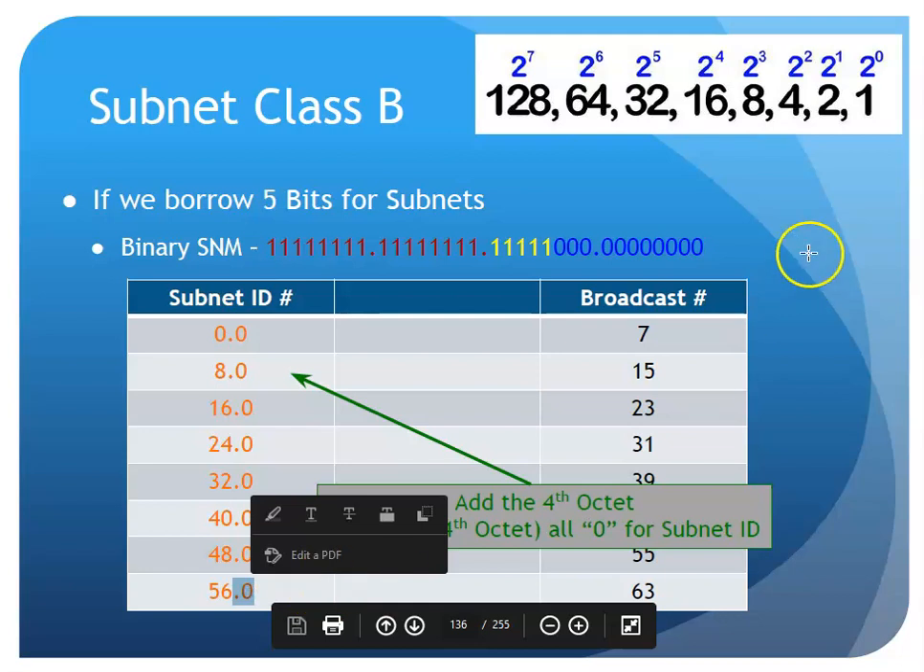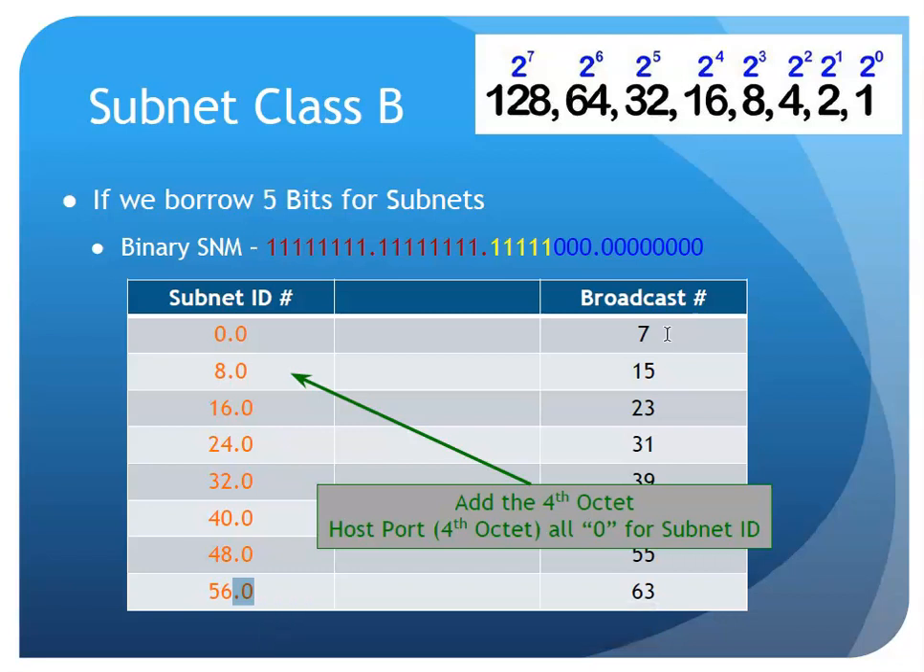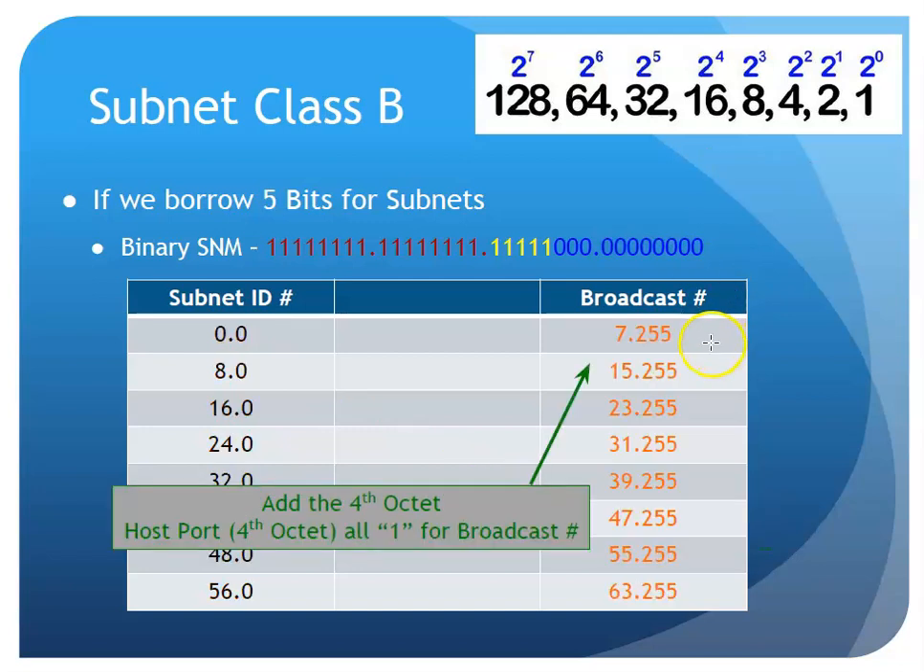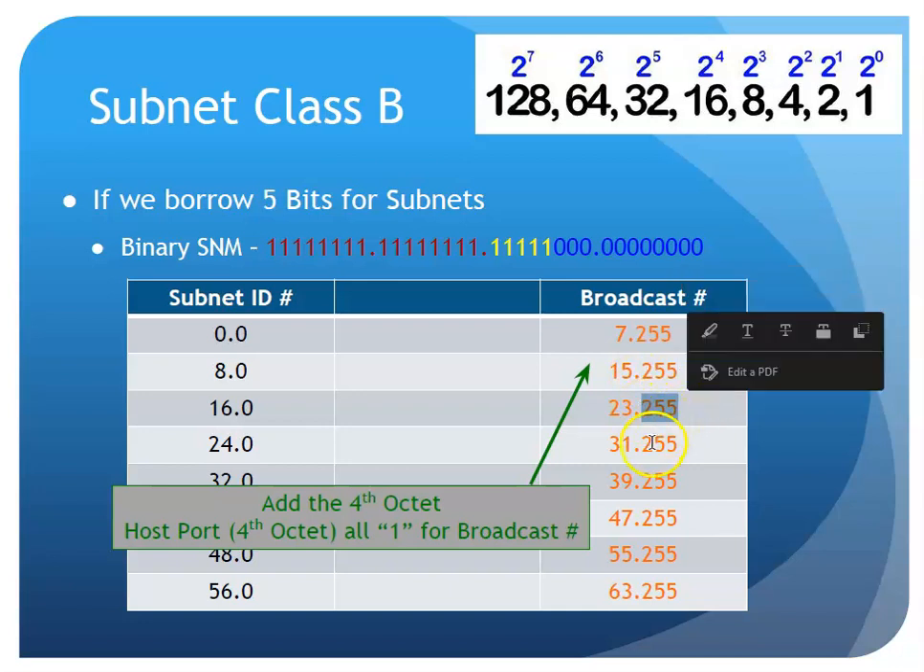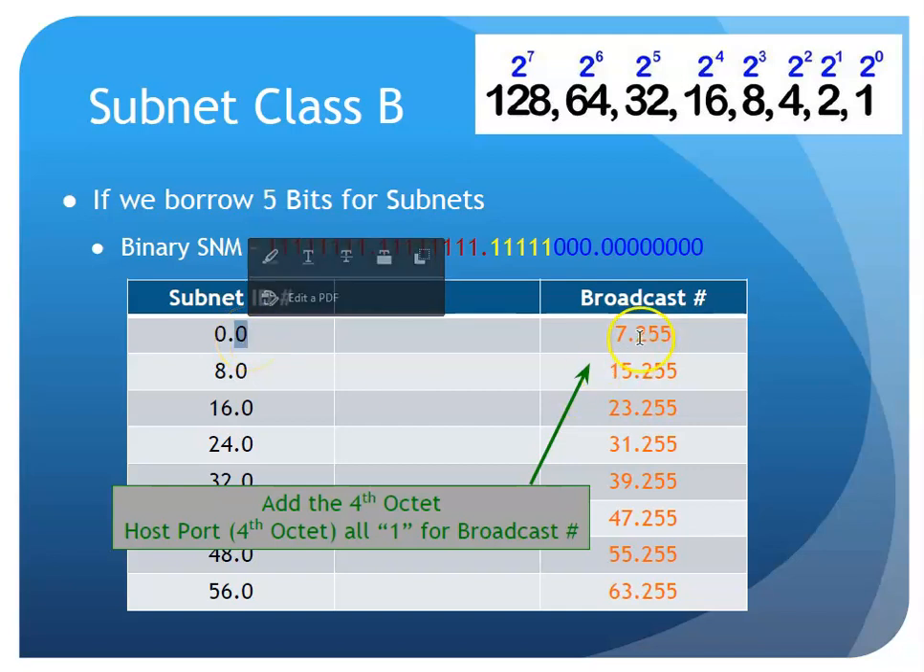Now, if I remember my rule, the broadcast address was all 1s in the host portion. So if I tag on this last octet as all 1s, that would be .255, right? Over here, I can tag on .255 for the fourth octet, and I would now have the complete broadcast address for these subnets. So if I remember my rules from before, this gets pretty easy: tag on the 0 for the host octet over here and 255 for the host octet over here.